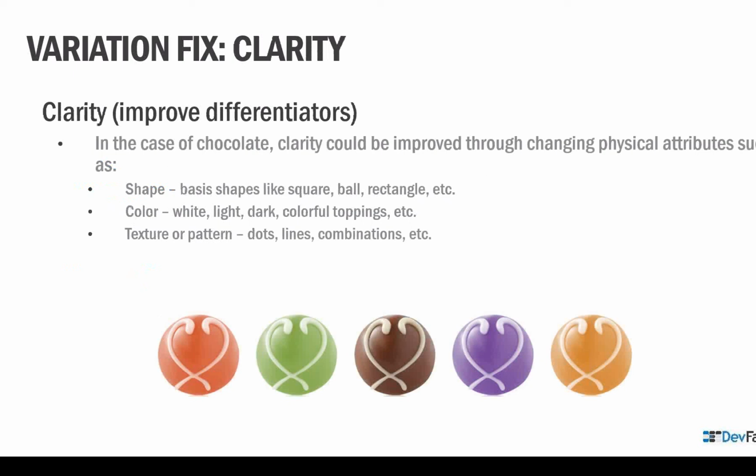Now with chocolates, we don't have too many differentiators that we can use. We have the shape of the chocolate, we have the color of the chocolate, and we have the texture or pattern of the chocolate. When we talk about the shape, we can manipulate the shape without changing the flavor. A circular caramel tastes the same as a square caramel. So we can manipulate the shape without affecting our result, which is the flavor.